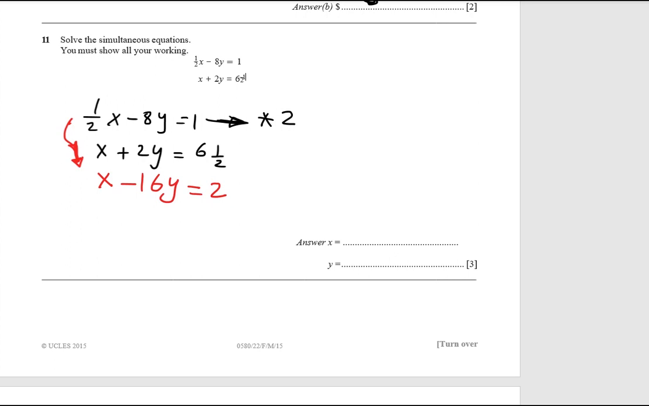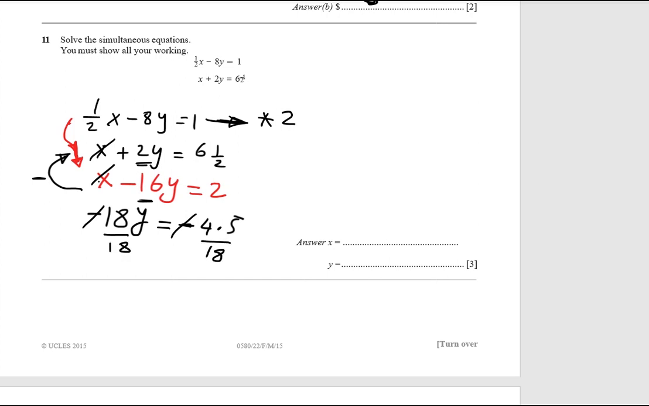Now, let us subtract this one minus the upper one. This equation minus the upper one. So x minus x will go together, equal to 0. Minus 16 minus 2 will be minus 18. So minus 18y will be equal to 2 minus 6.5, which will be minus 4.5. Okay? So this minus will go with this minus. And then if we divide by 18, let us see the answer of the y.